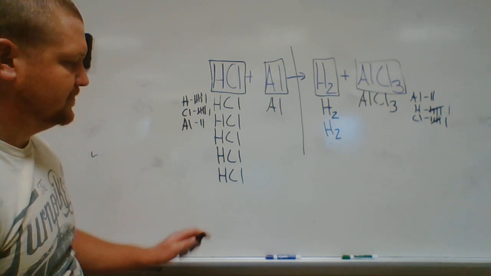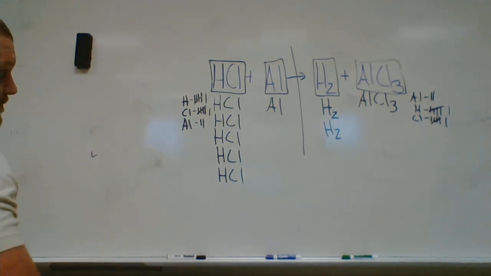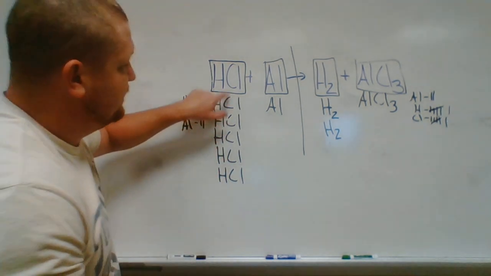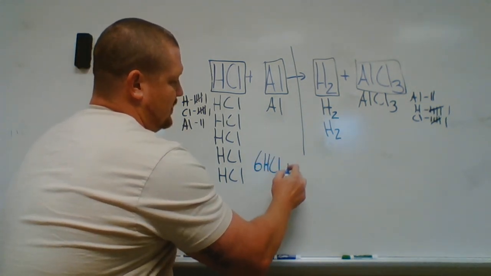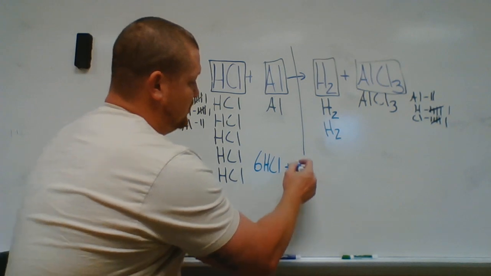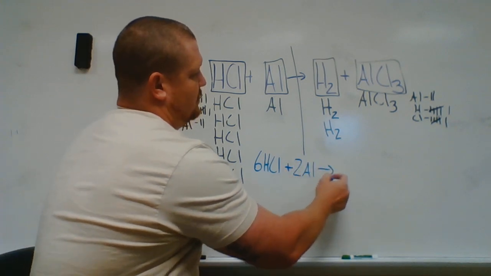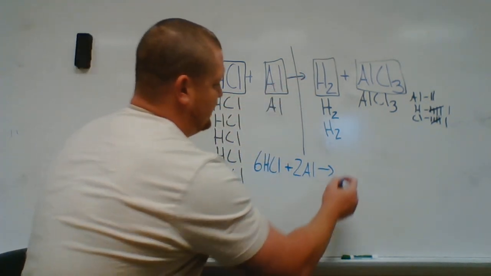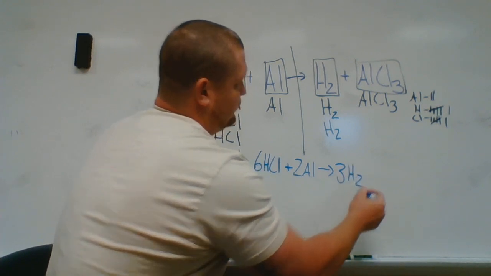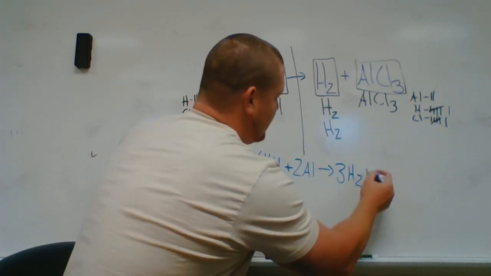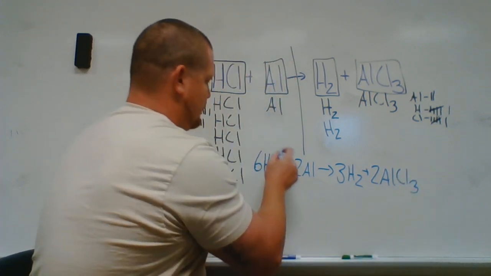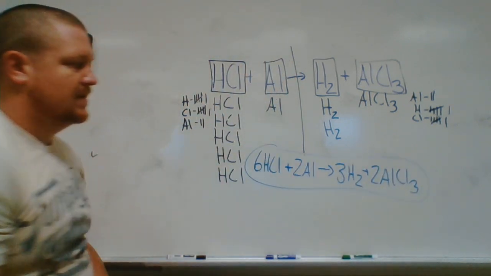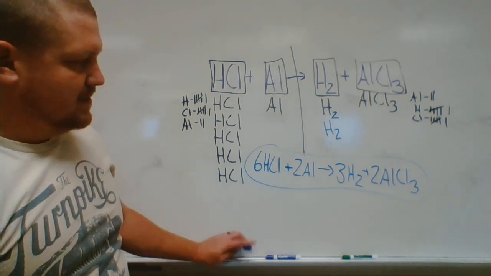Now I can write my answer. My answer to this problem: I have 1, 2, 3, 4, 5, 6 hydrochloric acids, 2 aluminums, 3 hydrogen gas, and 2 aluminum chlorides. And this is my answer. That is the balanced form of this equation.